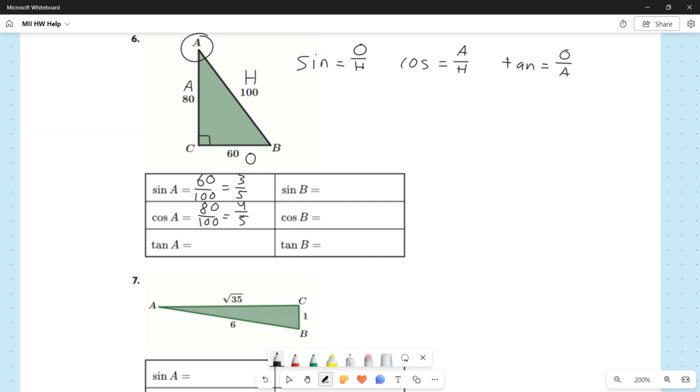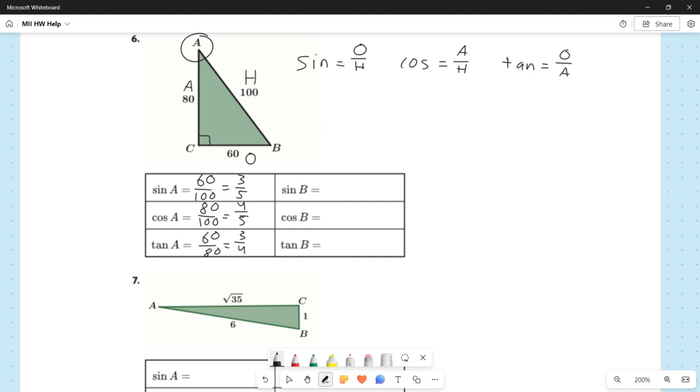For tangent, my definition for tangent is opposite over adjacent. My opposite we've labeled as 60. My adjacent we've labeled as 80. And yet again, our GCF is 20. So when we divide that out, 60 divided by 20 is 3, and 80 divided by 20 is 4. And that's the left-hand side.